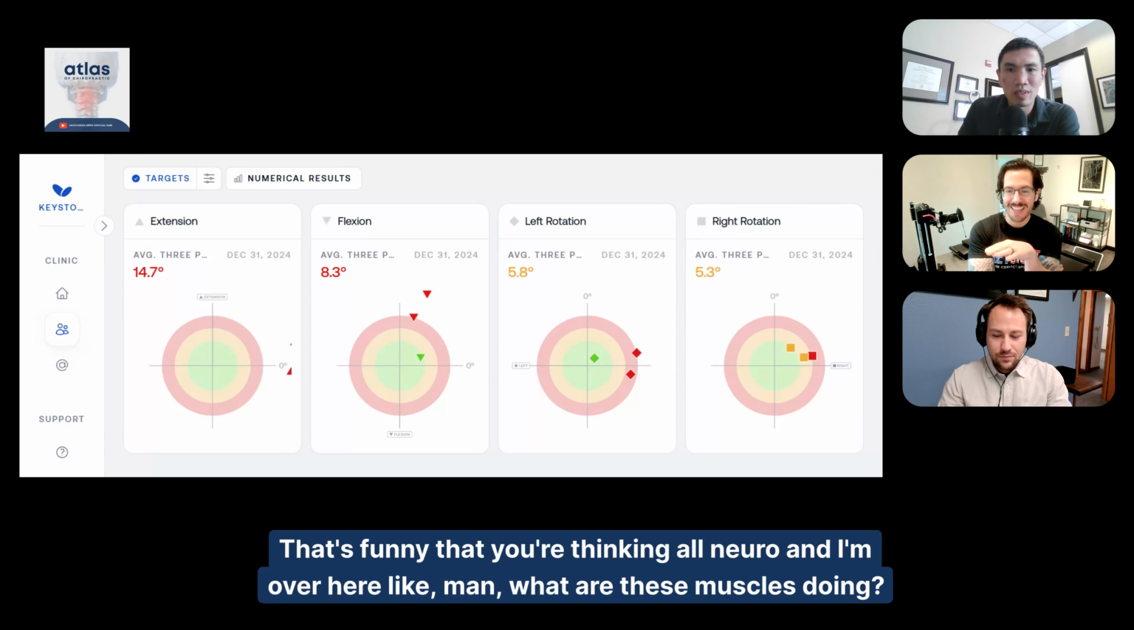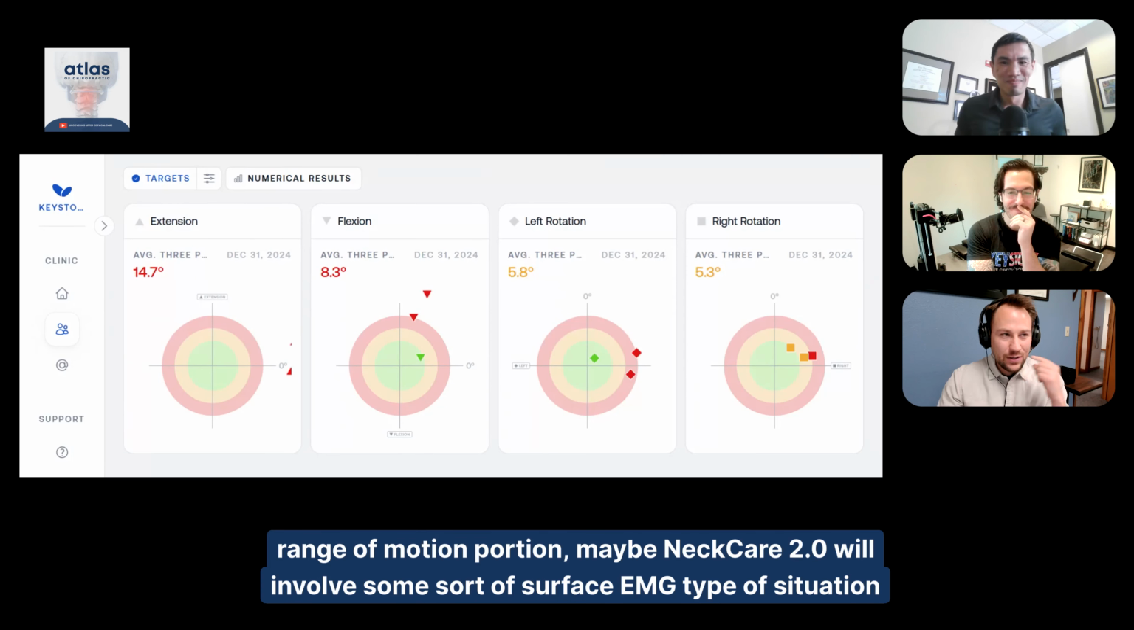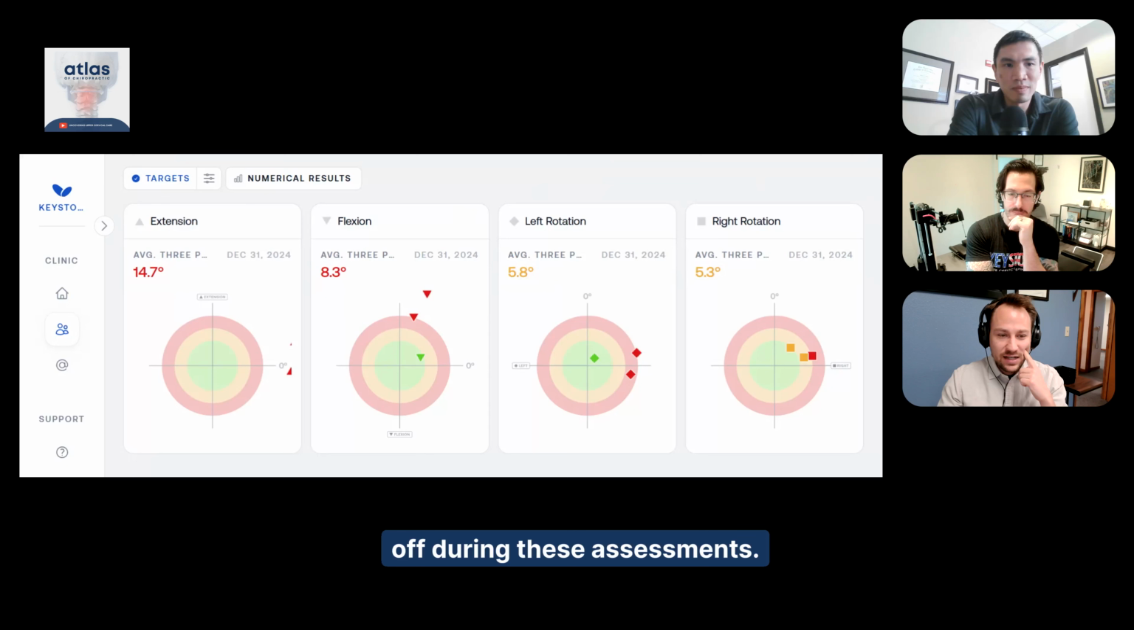That's funny that you're thinking all neuro, and I'm over here like, man, what are these muscles doing? That's where my bias is, right? So I thought of this for the range of motion portion. Maybe NeckCare 2.0 will involve some sort of surface EMG situation where you could actually measure some of that stuff, like what's your baseline tone and how does that fire off during these assessments. That'd be kind of interesting.